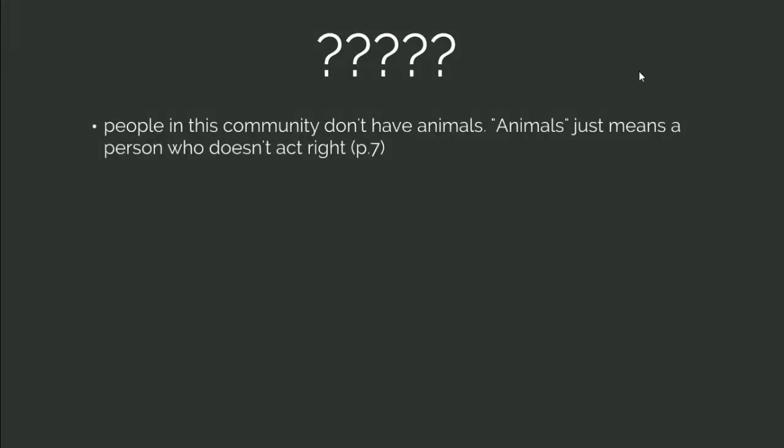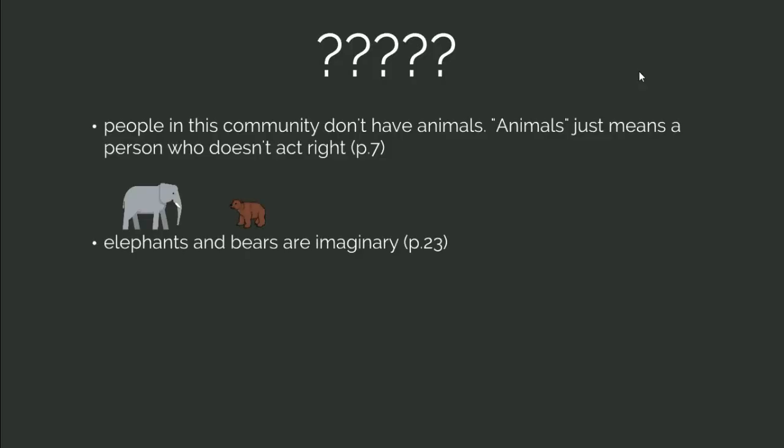People in this community don't have animals. Animals just means a person who doesn't act right. Elephants and bears are imaginary. There are other communities that come and visit, and then they go back home. As we read more, we will learn about more ways that the ideas of this community are different from our own.